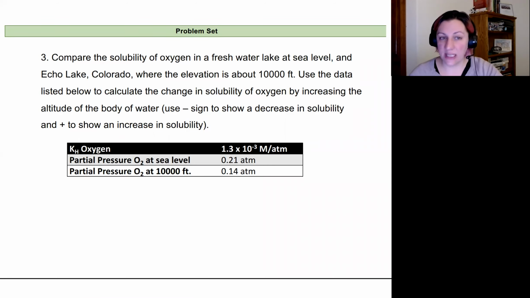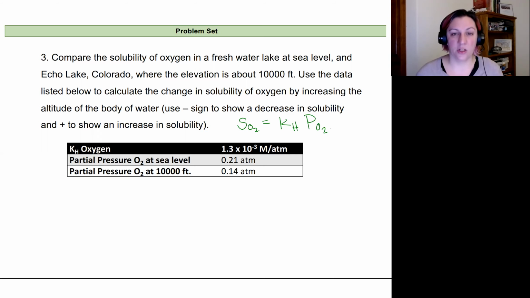We've been given some data. We're going to use that to calculate the change in solubility of oxygen just by increasing its altitude. So the equation we're going to use is Henry's law. So we know that our solubility of oxygen is going to be equal to Henry's constant times the partial pressure of oxygen. Now we want to get the change in solubility.